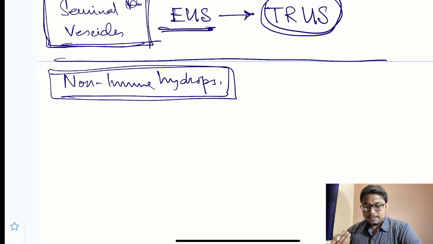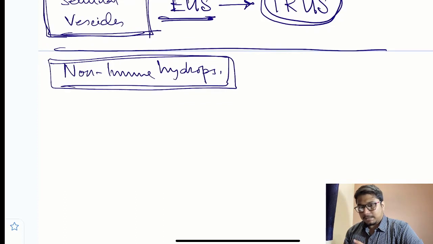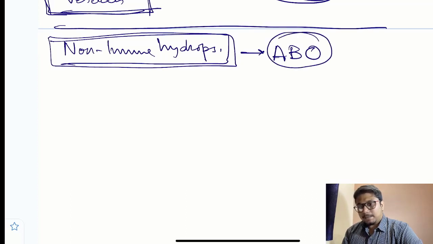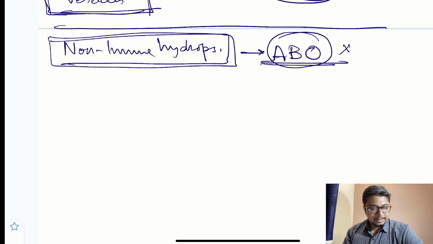But you cannot remember all the causes of non-immune hydrops, so you should understand what the immune hydrops are. Immune hydrops is all about blood incompatibilities, maybe ABO, maybe Rh, maybe Kell, Duffy, all the uncommon antigen antibodies. You may not know many of the causes, but if I am not wrong, ABO was an option. ABO, Rh, Kell, Duffy are all immune hydrops, so if ABO is there in that option, that was definitely incorrect.